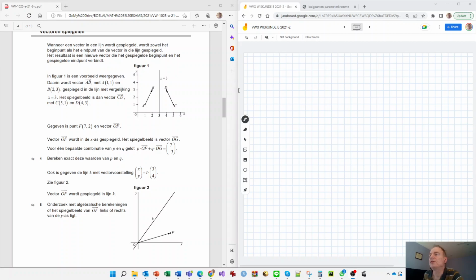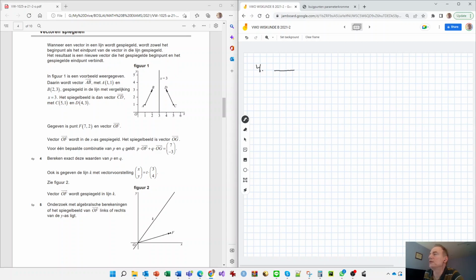And now they give a point 7, 2. And this vector OF is reflected in the x-axis, and the reflected vector is OG. And for a certain combination of P and Q, we have P OF plus Q OG is 7, minus 3. Well, so this was just an example. They actually look at reflection in the x-axis.